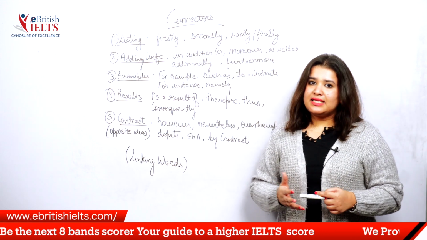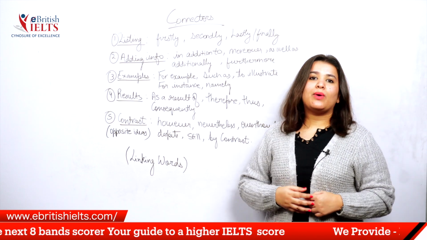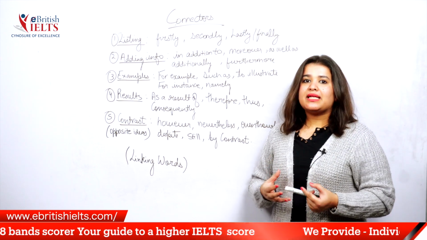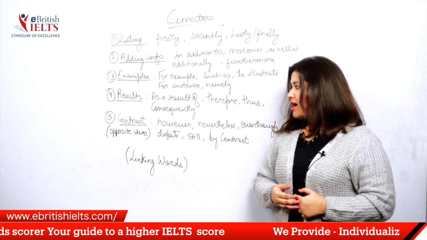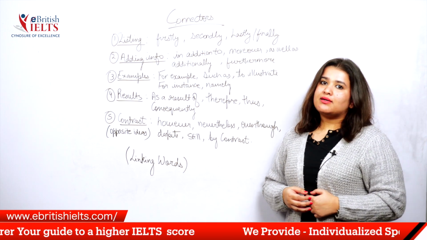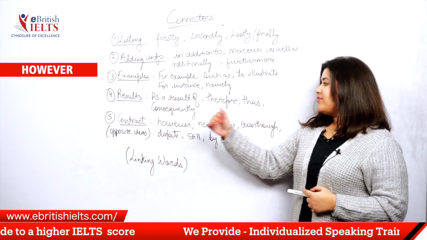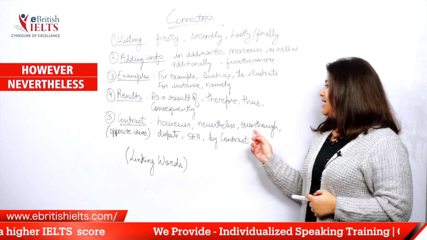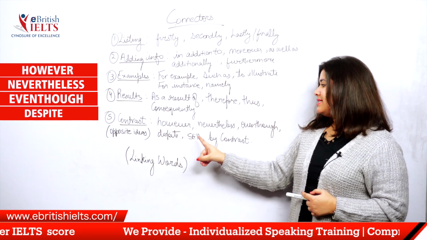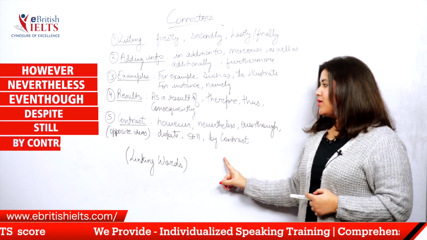The fifth and the last one is connectors of contrast. Now, where do we use these? We use these while presenting an opposite idea while discussing your answer. So, what are the set of words that you can use? However, nevertheless, even though, despite, still, or by contrast.